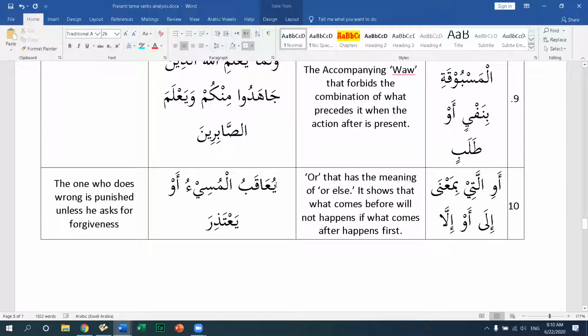So what it is saying, the person who does wrong would be punished, or literally, he asks for excuse, meaning unless he asks for excuse. So if he asks to be excused, then he is not punished. Or here, in the case of Allah subhanahu wa ta'ala, we don't say يعتذر. This is a popular phrase in Arabic. In an Islamic context, we say أو يستغفر. He asks Allah for forgiveness.